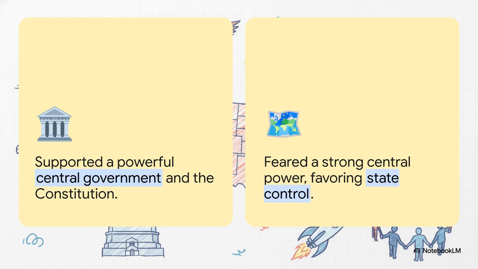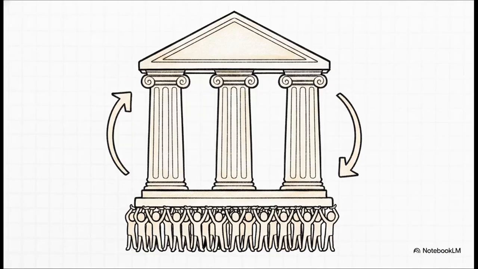This led to fierce, fundamental debates over how much power a new federal government should actually wield. You had Federalists, like Alexander Hamilton, pushing hard for a powerful central government, going head-to-head with anti-Federalists who fiercely wanted to protect state control. So how do you fix it?